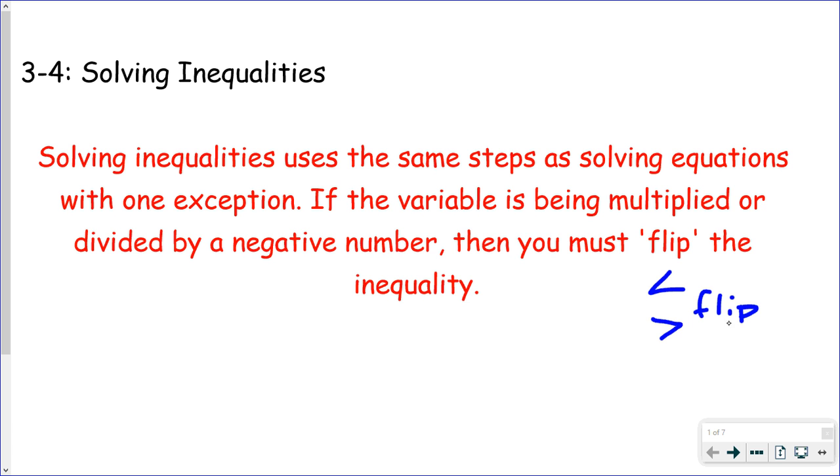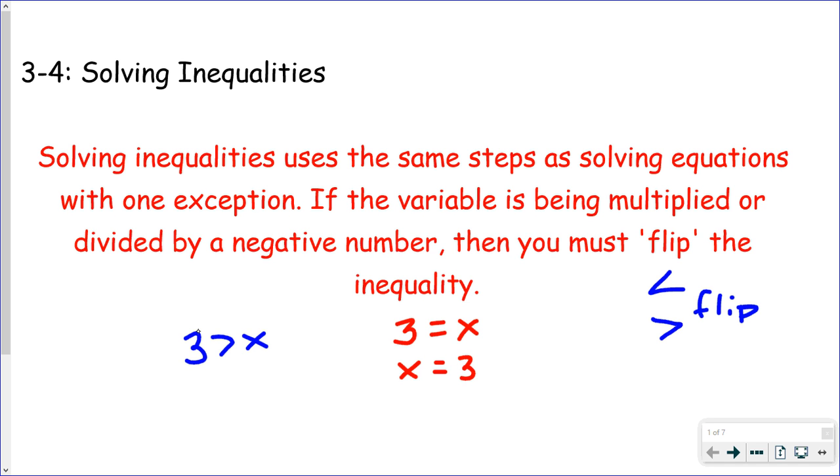Okay? One other thing I want to show you is that when you're solving an inequality, let's say you solve it and your answer comes out to this. Just like with solving equations, remember when we were solving equations, if you got an answer like this, I said that you should rewrite it with the variable first. So instead of saying 3 equals x, write it as x equals 3. Well, the same thing is true with inequalities. So you should put the variable first.